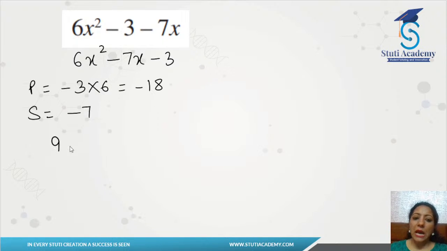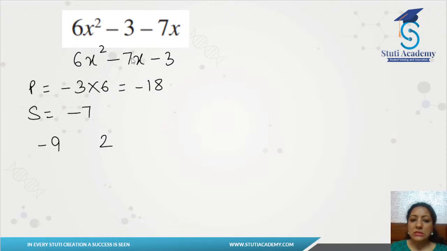Now, if I take 9 and 2, that is going to give me the product 18. I want the product as minus 18. So I need to have any one of them negative to get the product minus 18. I also want the sum as minus 7. So if I take minus 9 and 2, I'm going to get the product minus 18 and I'm going to get the sum as minus 7. So this will satisfy the condition and now we can proceed.